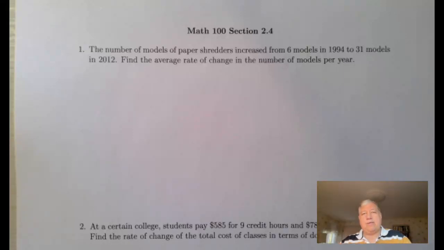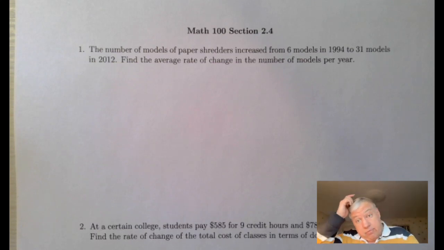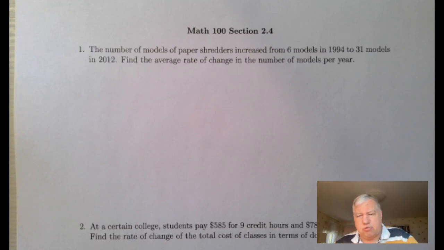Hello, welcome back. So we're going to jump into section 2.4 now, and we're going to go back to linear modeling and using the functional notation and our knowledge of linear functions. We're going to try to model some things that are going on from the real world. So in this first example, the number of models of paper shredders increased from 6 models in 1994 to 31 models in 2012. Find the average rate of change in the number of models per year.